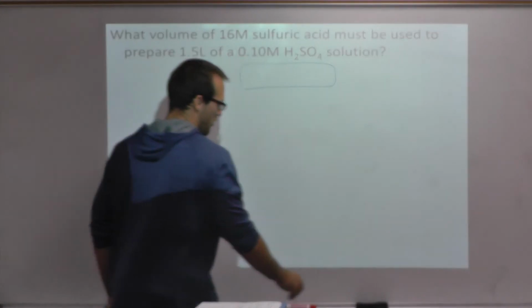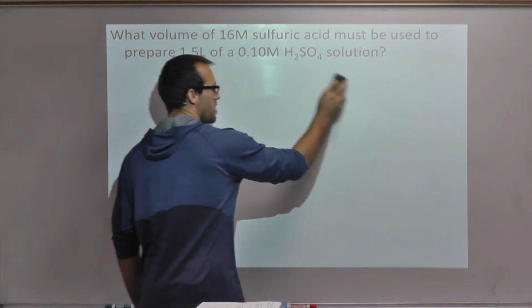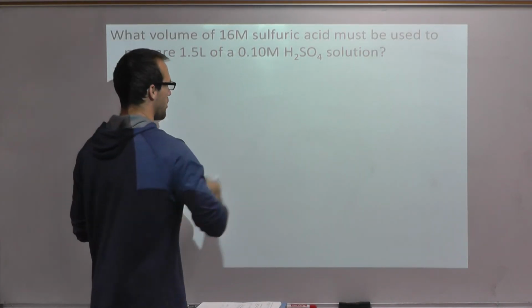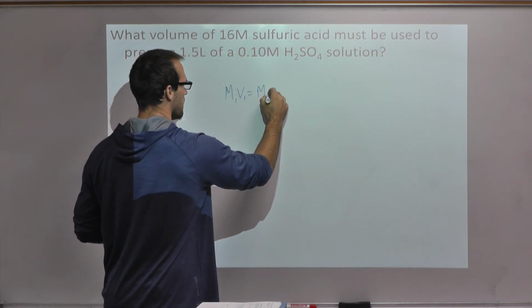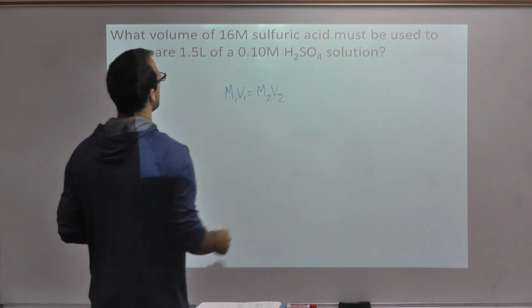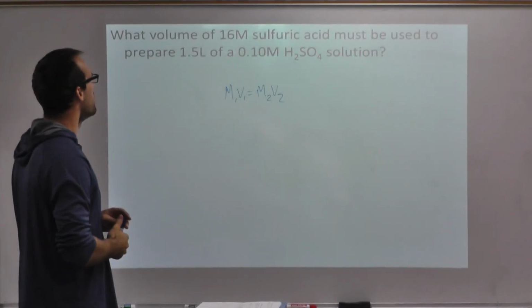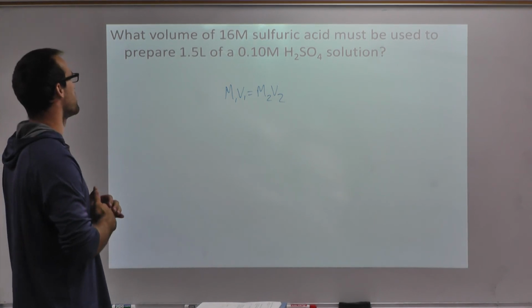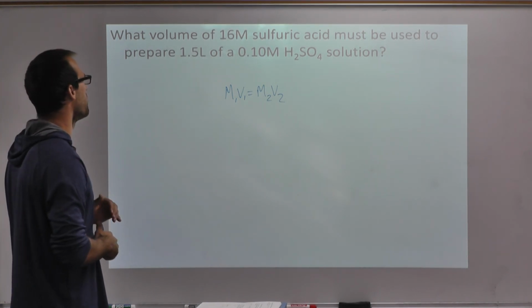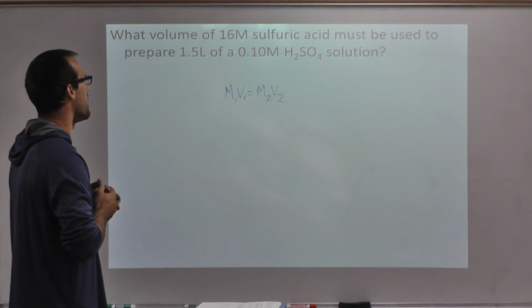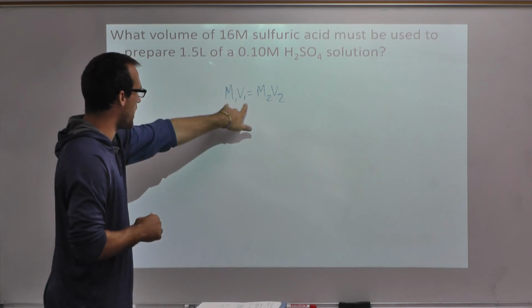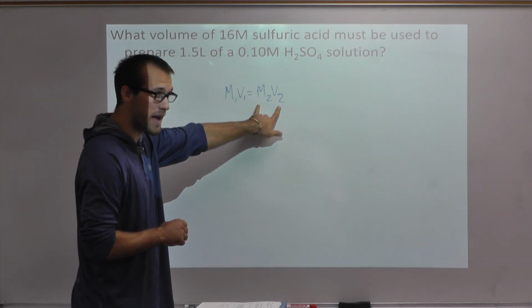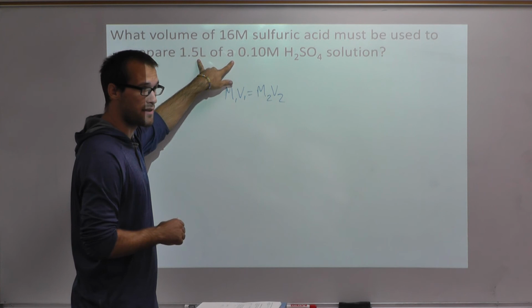The only thing you have to worry about here is to make sure that you have the correct concentration with the correct volume and you don't flip them. That's pretty much all you have to worry about on these types of problems. As I read it, it says: what volume of 16 molar sulfuric acid must be used to prepare 1.5 liters of 0.1 molar? So these two go together. I don't care if they're M1V1 or M2V2, it doesn't matter. They just go together in context.